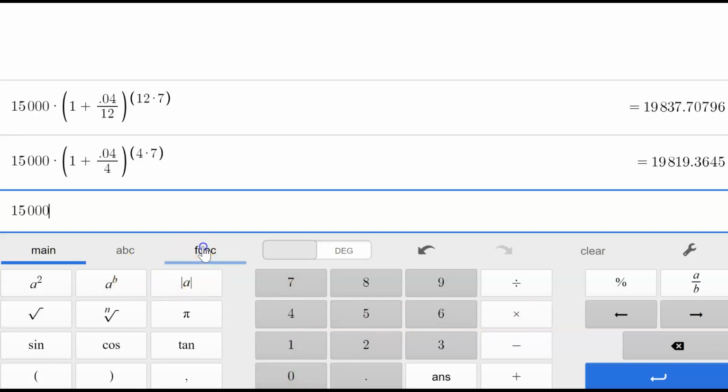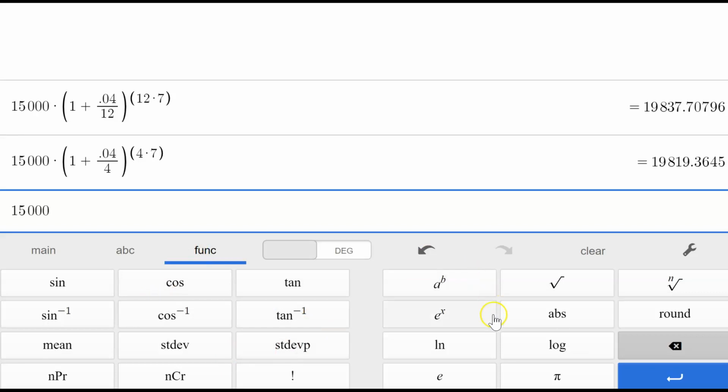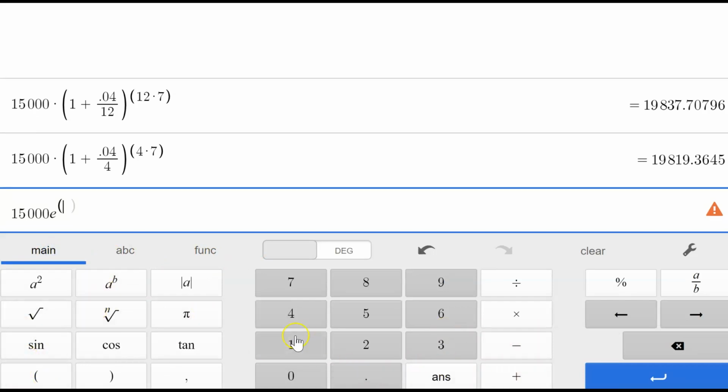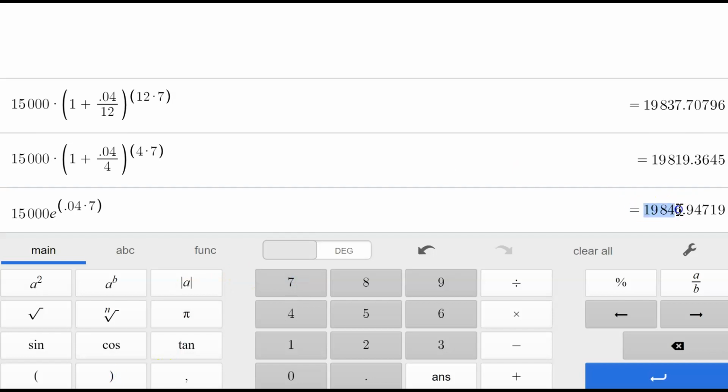So e can be found here. The function e to the x is already for the power. And RT, so R, let's put a parenthesis because we are going to multiply this by something. So 0.04, that's 4% times 7. And close it. This is the value, the amount that you would plug in.